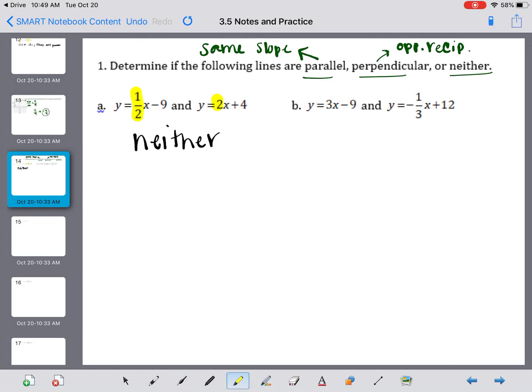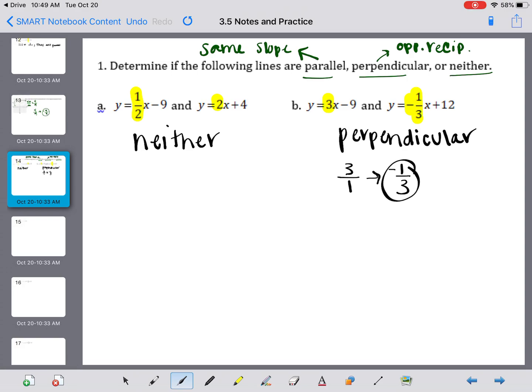If we take a look at B, we look at the slopes. They're opposites, and they are reciprocals. So these would be perpendicular. Again, the reason why they're opposite reciprocals, if I take 3, put it over 1, flip it, it becomes 1 over 3. The original is positive, the new is negative. We get negative 1/3. So the slopes are opposite reciprocals of each other.